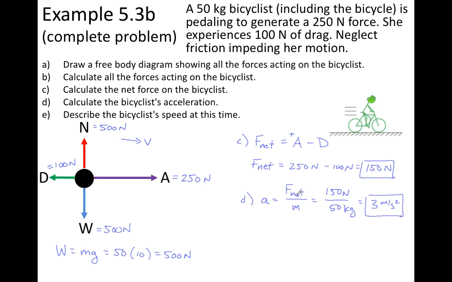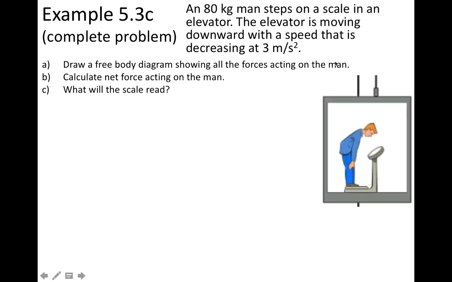And now part E wants us to describe what happens to the bicyclist's speed. Well, the net force is a positive number, so that means the net force is forward, which implies that the acceleration is forward. And so the velocity and acceleration are both forward. They're both in the same direction. When the velocity and acceleration are in the same direction, objects will speed up. The speed will increase with time.